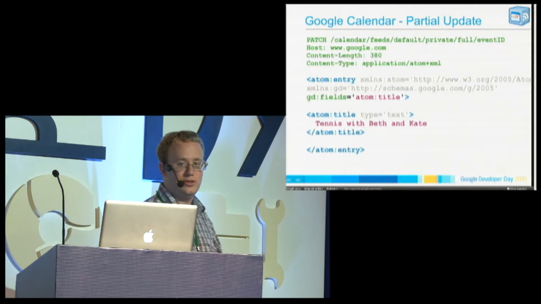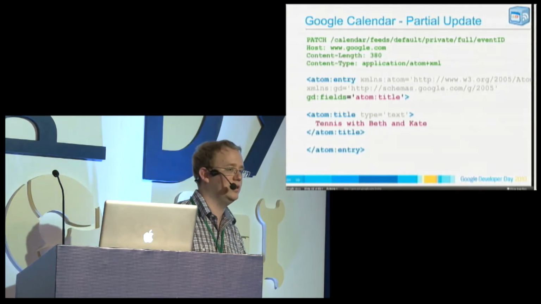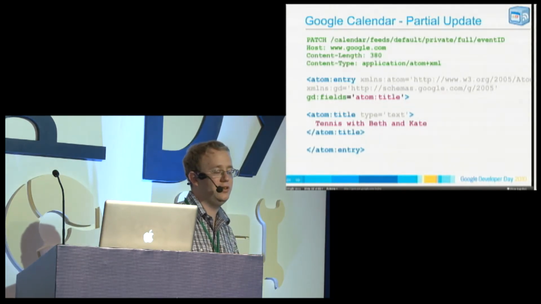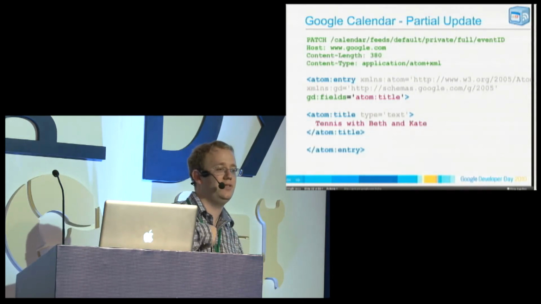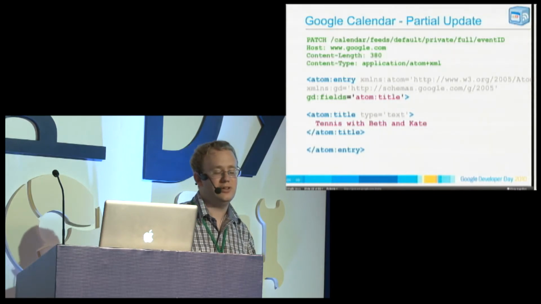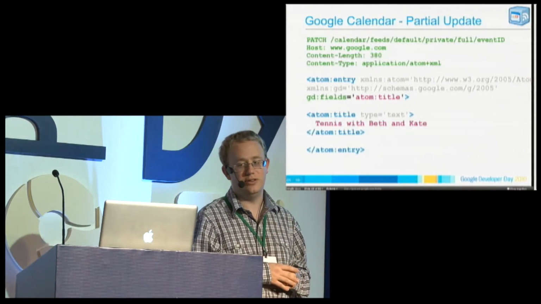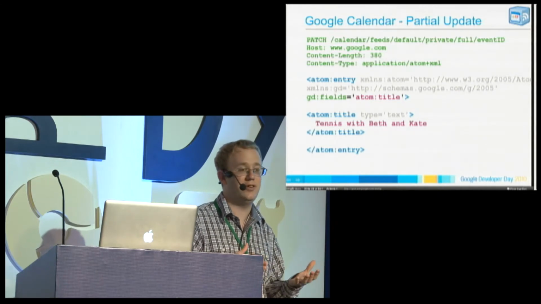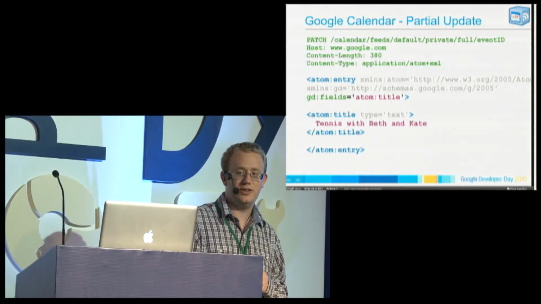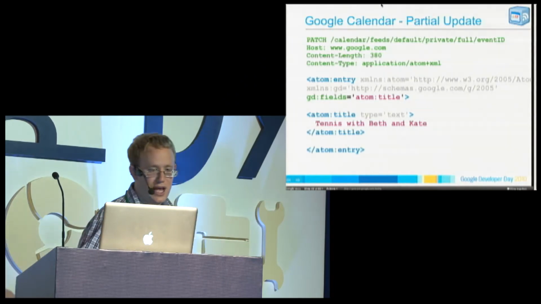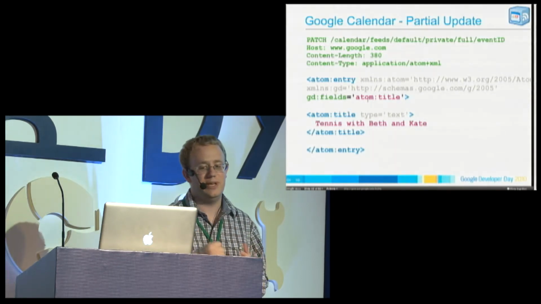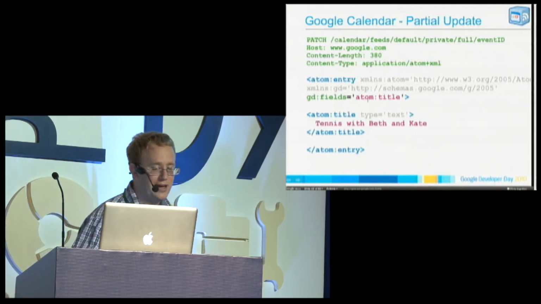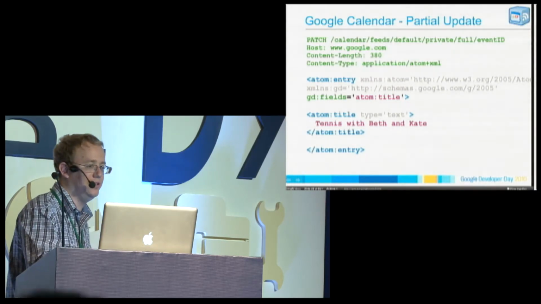Now, before this partial update protocol existed, every application would either have to retrieve the full entry, modify the title, and send the full entry back, or it would have to store a copy of the full entry, including all the bits of other metadata that it didn't care about. Well, with partial update, using that GD fields attribute up here, it can say, I'm just modifying the title. So the server will delete the title from the entry and then add the title back in using the element that's provided here.